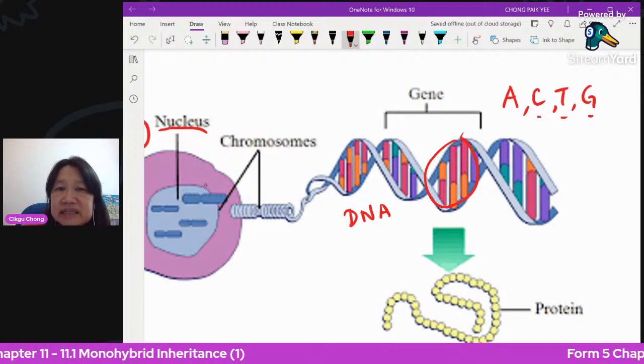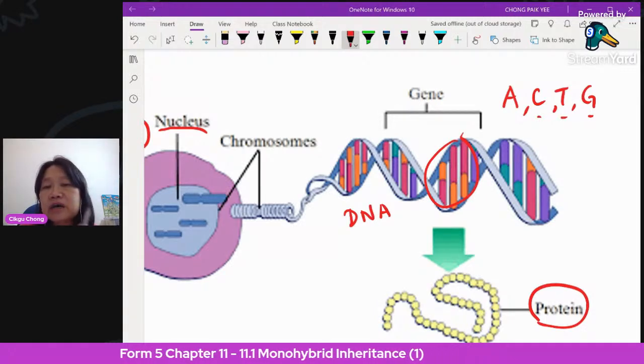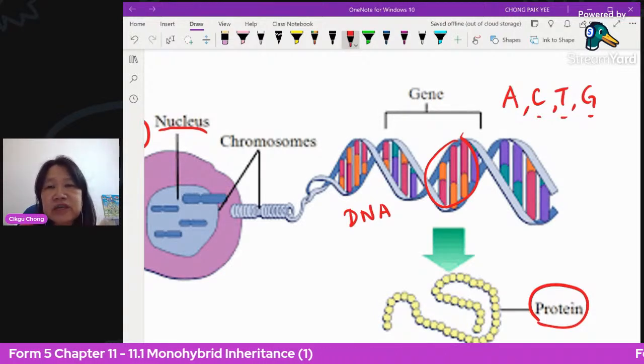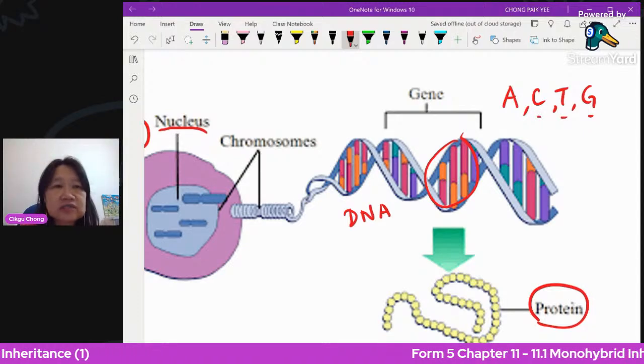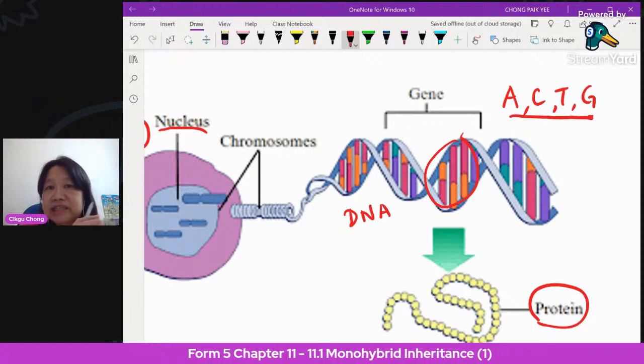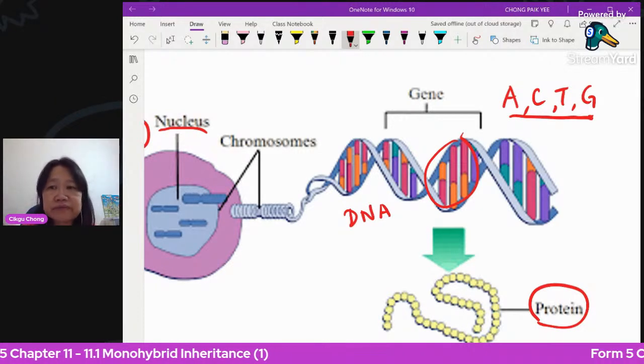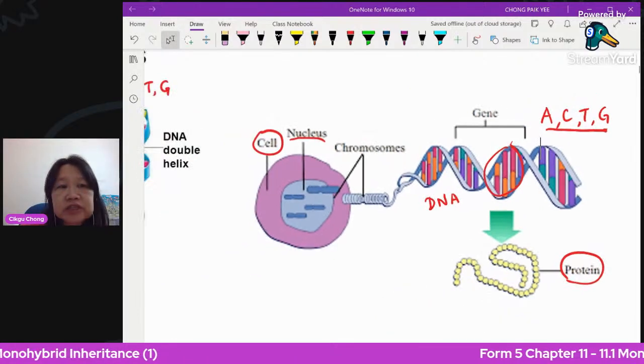These are the genes which determine what type of protein you'll be producing inside your body. This is important because protein is the building block of life. A lot of things are made from protein: your enzymes, your antibodies, your cells, everything. This is like a code. It determines what kind of protein your body can make. Now let's look at another picture to see a clearer picture.